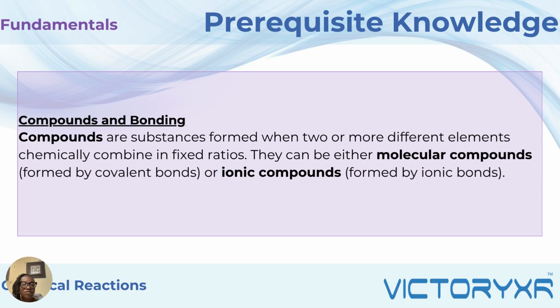Compounds are substances that are formed when two or more different elements chemically combine in a fixed ratio, like H2O. They can either be molecular compounds, which are formed by covalent bonds, again, like H2O, or ionic compounds that are formed by ionic bonds, like salts or NaCl.